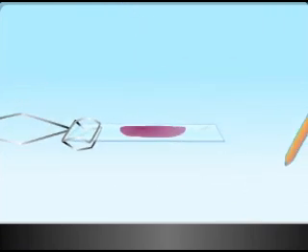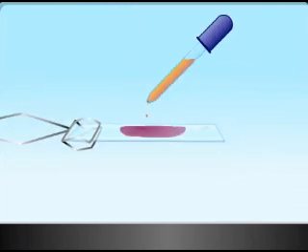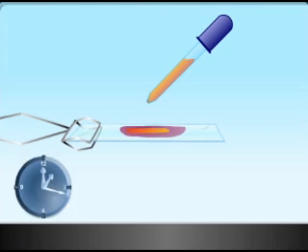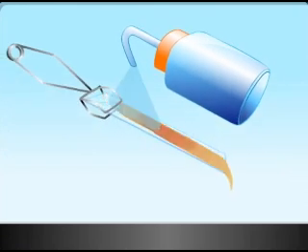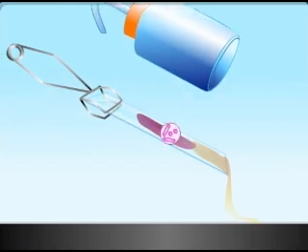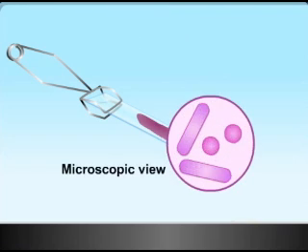Next, a solution of Gram's iodine is added and retained on the slide for about 1 minute. The iodine combines with the crystal violet to form a crystal violet-iodine complex, thereby decreasing its solubility within the cell. At this point, the cells still appear purple.